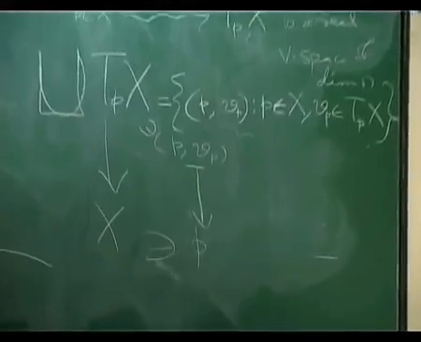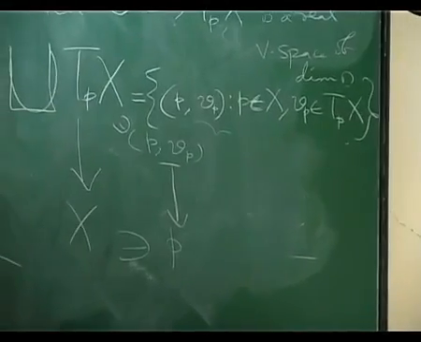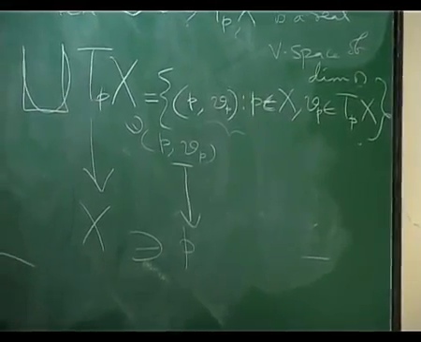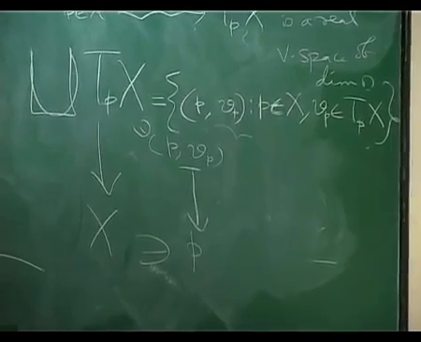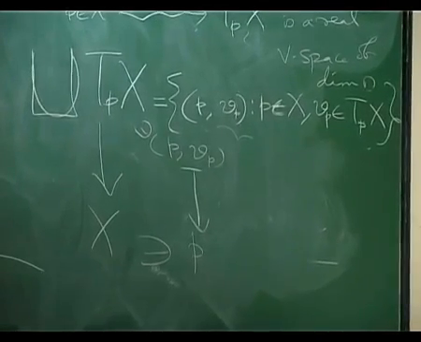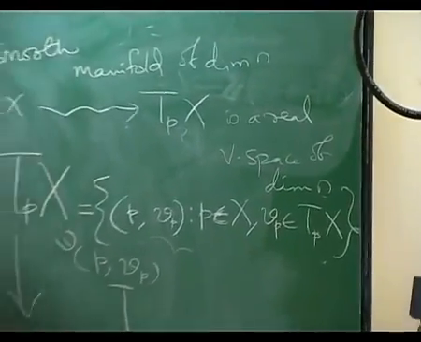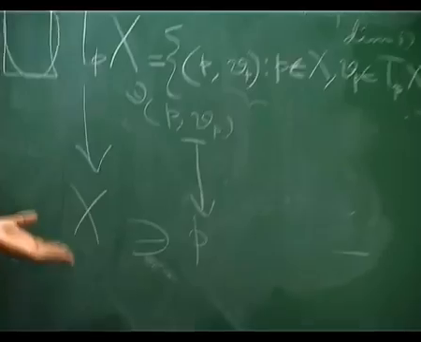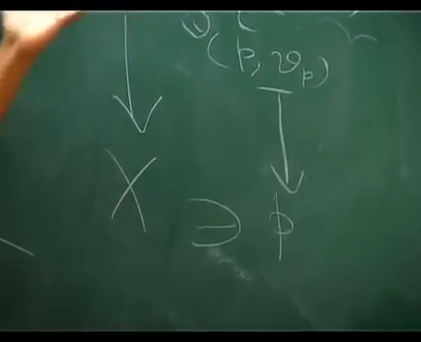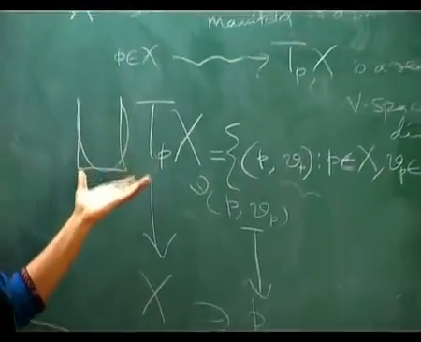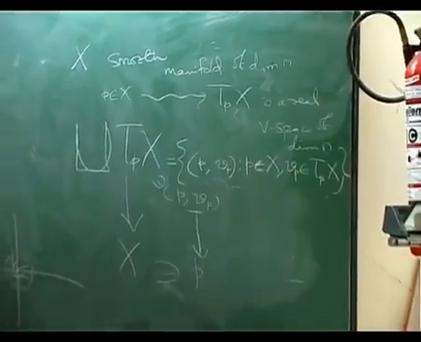Okay, so at least set theoretically you are able to define a morphism, or rather a map, between two sets. But we know that X has more structure. It is not just a set, but it has a topological structure. It also has a manifold structure. So we would like to put some topology on this set and a manifold structure on this guy.